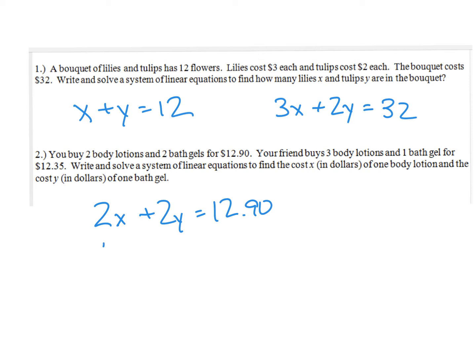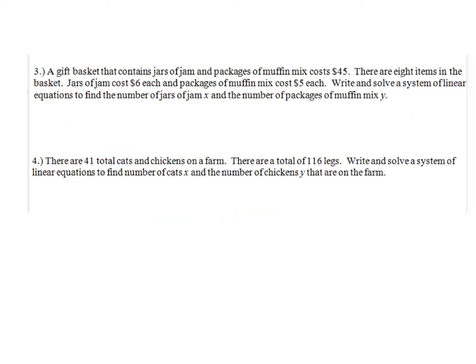Your friend buys 3 body lotions and 1 bath gel and spent, sorry about that, I think that's $12.35. I have something in the way. Pause the video, try them yourself.